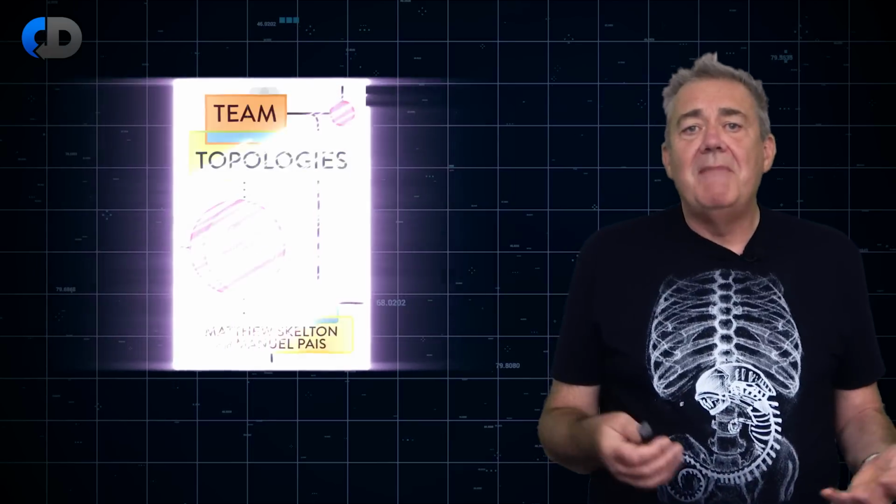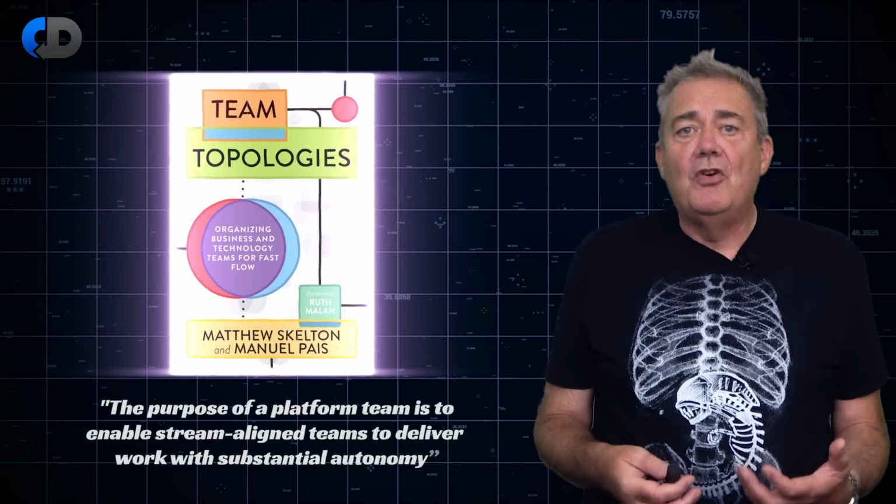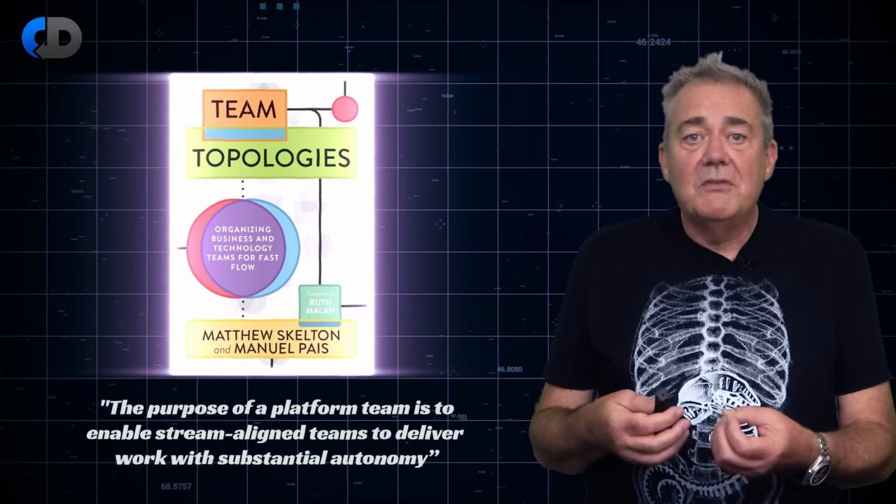As Matt Skelton and Manuel Pais said in the Team Topologies book, the purpose of a platform team is to enable stream-aligned teams to deliver work with substantial autonomy. Their goal is to make stream-aligned teams more effective. The only way that a platform team can do that is by maintaining a laser focus on what stream-aligned teams need and working to prioritize and service those needs.